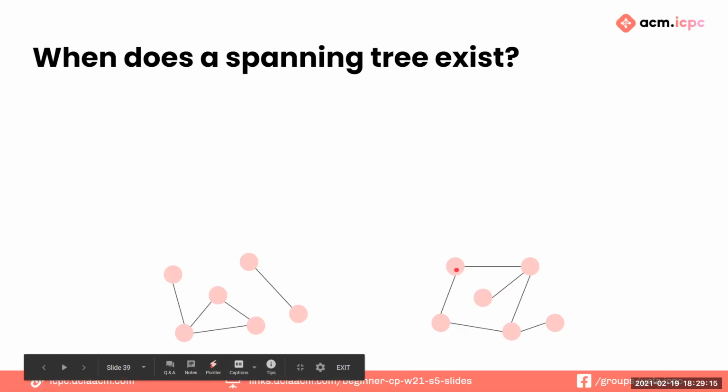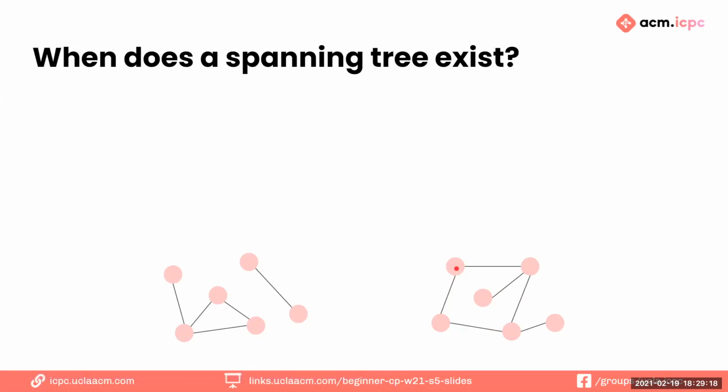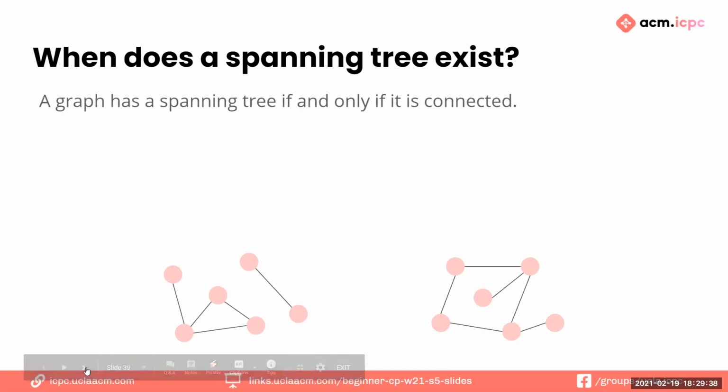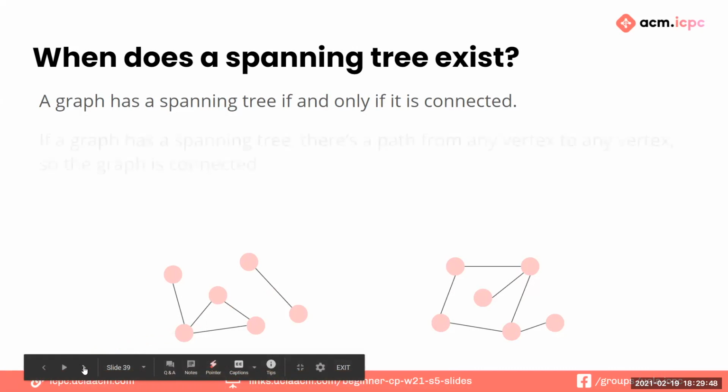Yes. Good job. Yes, there is a spanning tree for this. If we just took this edge, this edge, this edge, this edge, and this edge, that would be a spanning tree. And there's a few more examples, but that was just one I thought of off the top of my head. So yes, as you can see from these two examples, a graph has a spanning tree if and only if it's connected. And why is this the case?